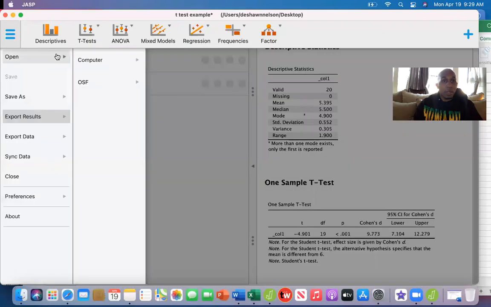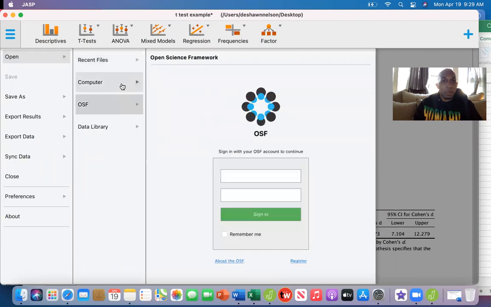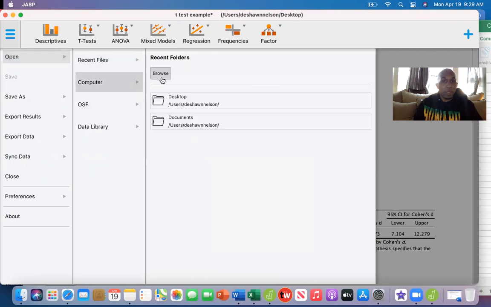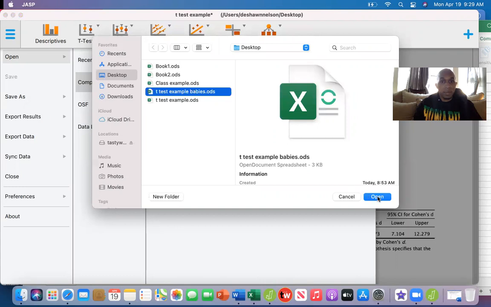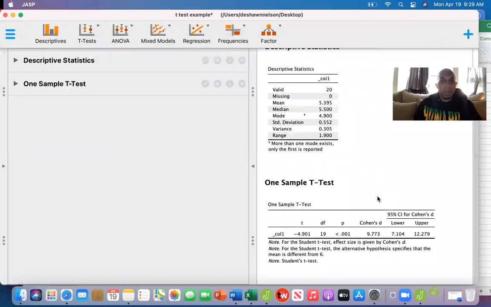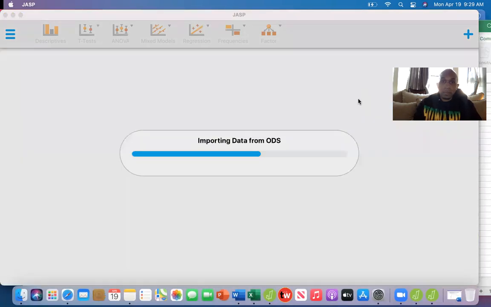All right, so now we're going to open recent files. Is it there? No. Okay. I'll browse. It's probably in the... there we go. T-test example babies. All right, so it's importing data from the ODS.